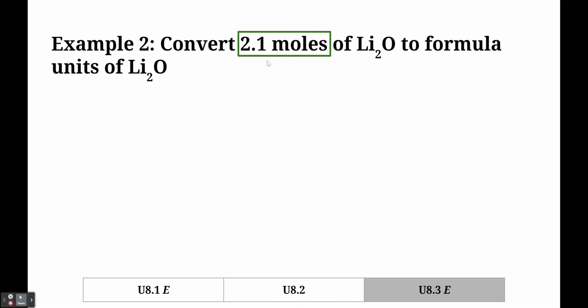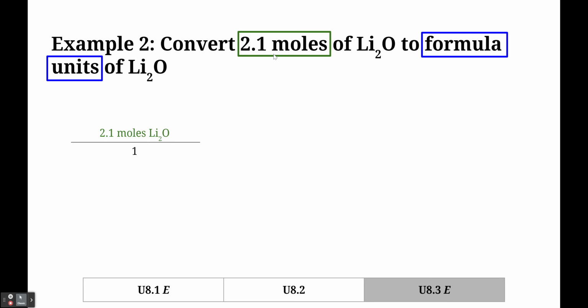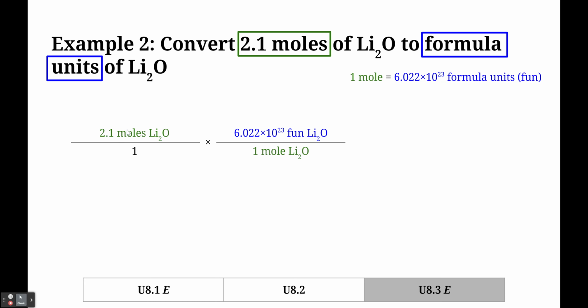All right, when we do this one, we're starting with moles. So we put that over 1, and we want to go to formula units. The conversion between moles and formula units is that 6.02 times 10 to the 23rd number again. And when we show our work, to abbreviate it, instead of writing out formula units each time, we'll just abbreviate it "fu" for formula units. All right, so from here, we start with moles on top.